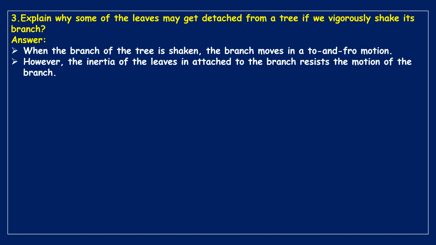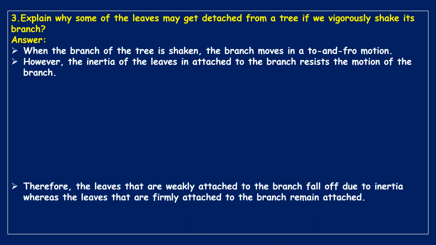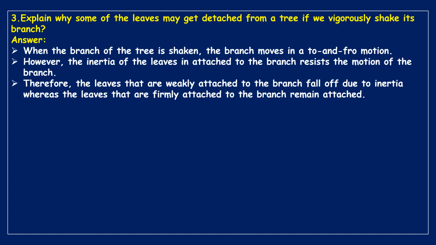But all of a sudden there is a movement in the branch, and at that time some of the leaves try to resist the motion of the branch. Therefore, the leaves that are weakly attached with the petiole to the branch fall off due to inertia, whereas the leaves that are firmly attached to the branch remain attached. So inertia is the main reason here.